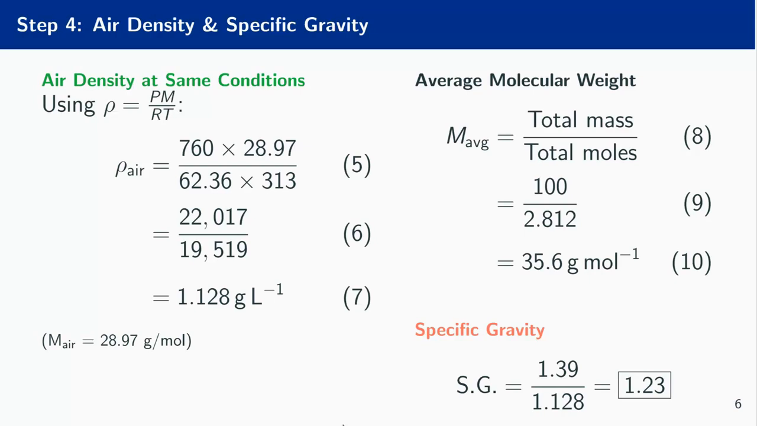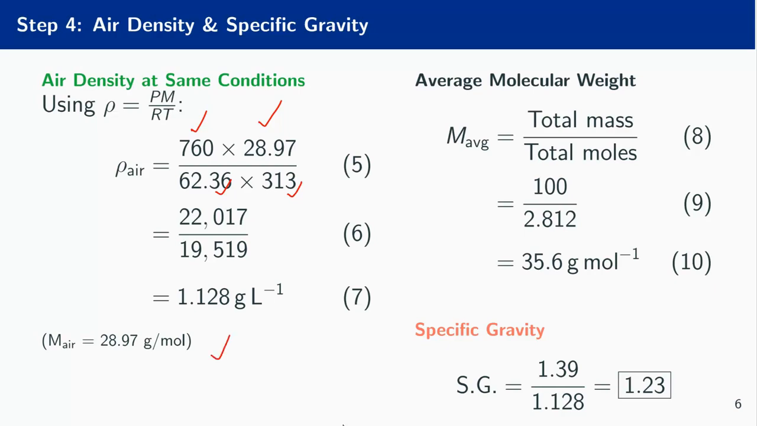Now at the particular temperature and pressure we have to calculate the air density. So air density we can calculate: rho is PM by RT. Here P is given 760, M is the molecular weight of air 28.97, R is 62.36, and T is 313. So from that we can easily get the air density 1.128 gram per liter.